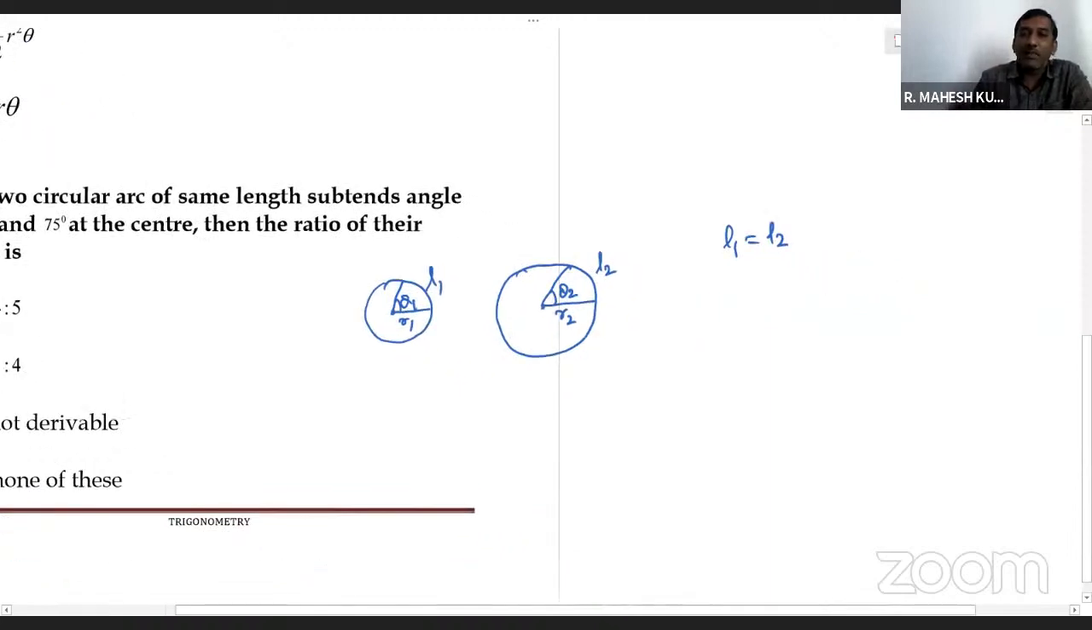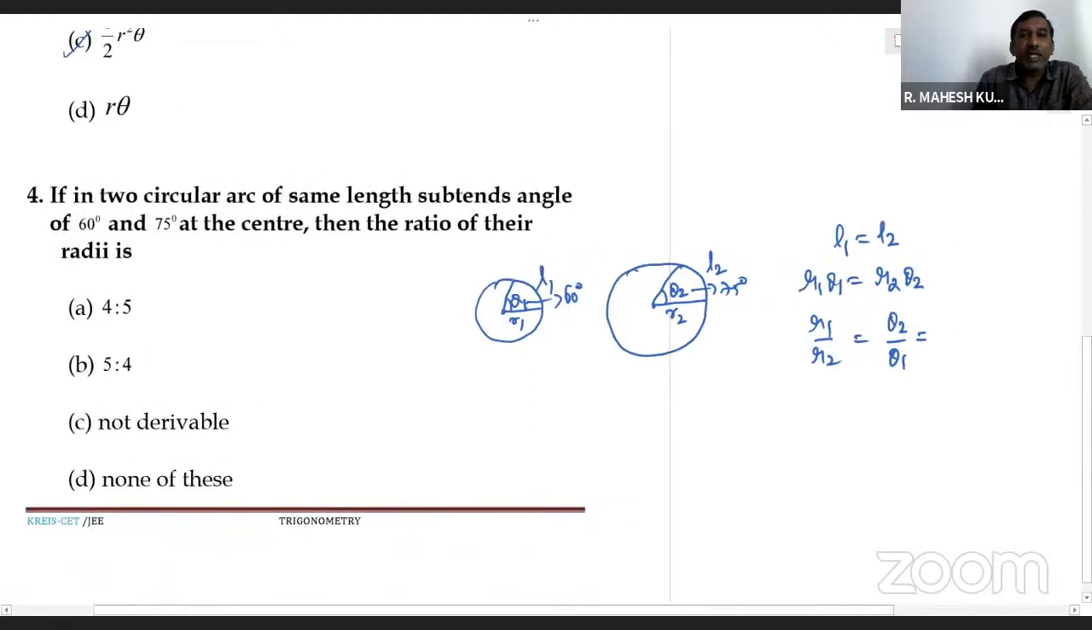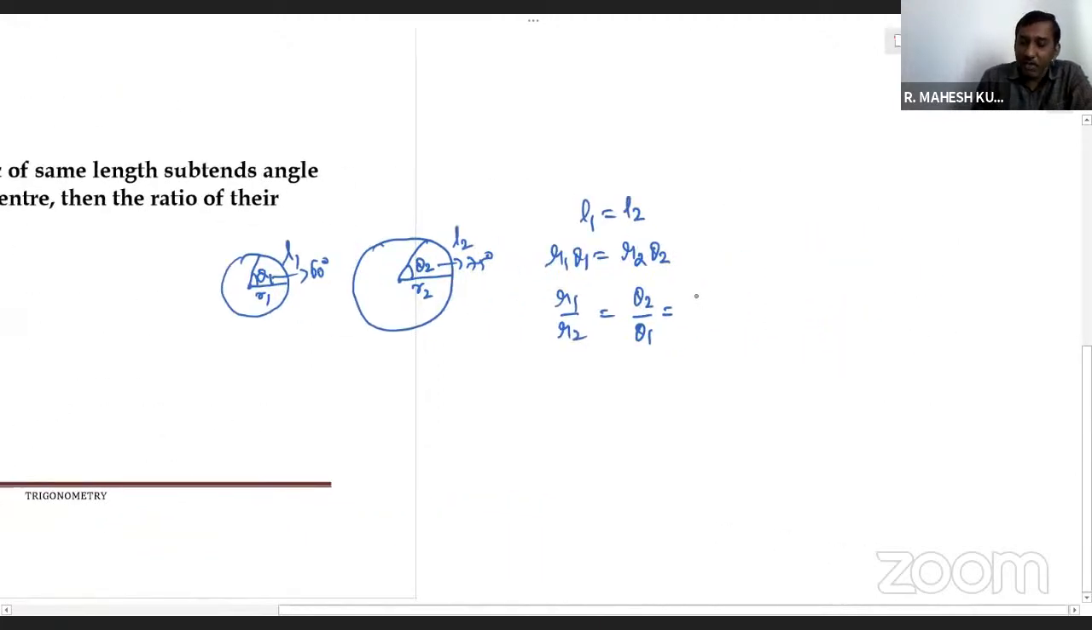Now we have to apply the formula. What is L1? It is R1 into theta 1. L2 is R2 into theta 2, right? Now we need the ratio of radii. R1 divided by R2 is equal to theta 2 divided by theta 1. What is theta 2 here? Theta 2 is going to be 75 degree and theta 1 is going to be 60 degree. They have given in the question 60 degrees and 75 degrees. Now this is 60 degree and this is 75.